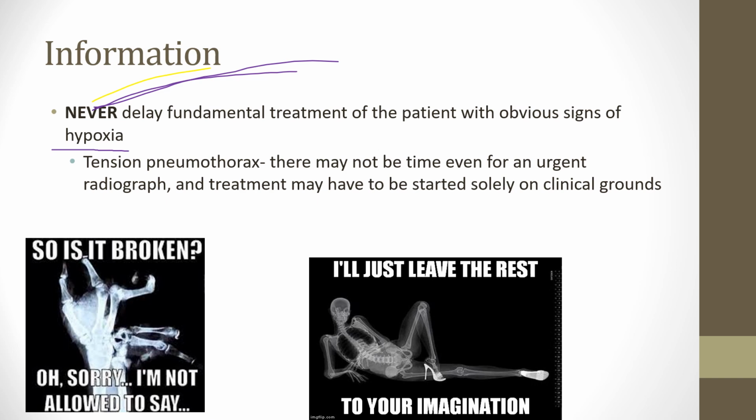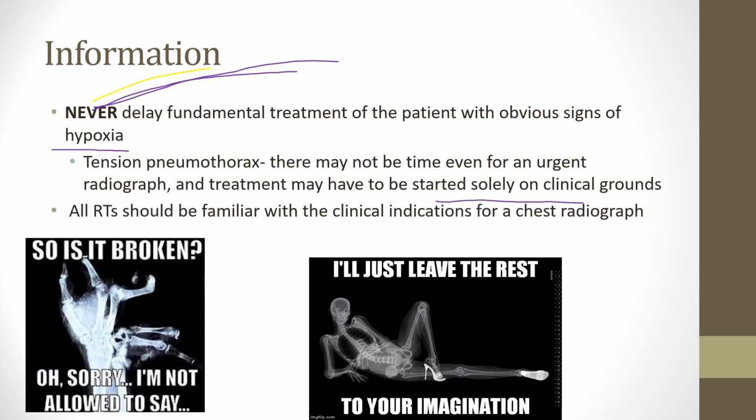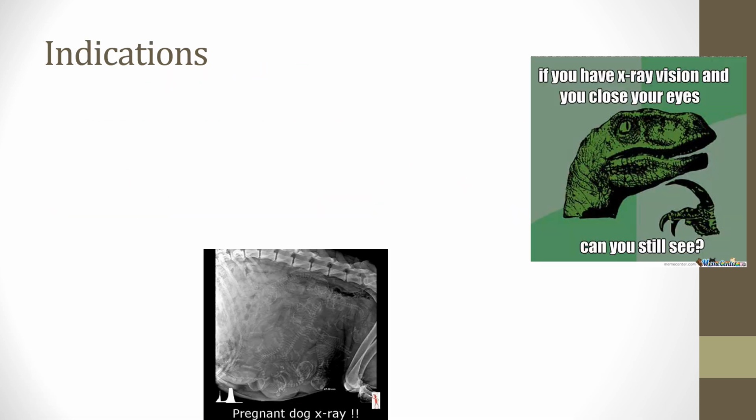So it might not even be time for an urgent chest x-ray. They might have to be put in a needle or a chest tube just based solely on what you see at the bedside with tracheal deviation, unilateral breath sounds, drum-like percussion note, boom. Right? So you should be familiar with the indications for chest x-rays, but understand if the situation's emergent or not emergent, and that's going to help you on exams down the road.